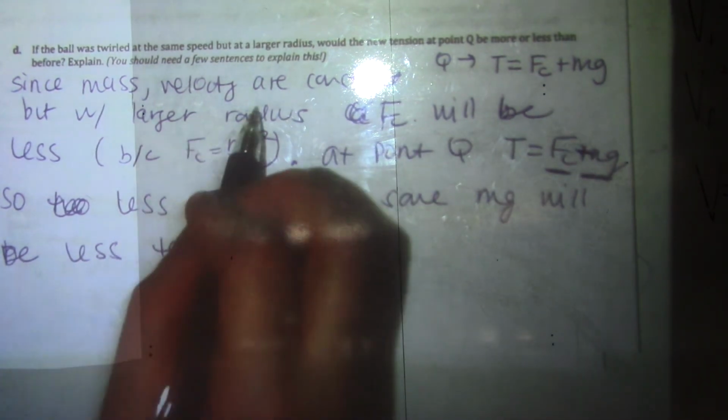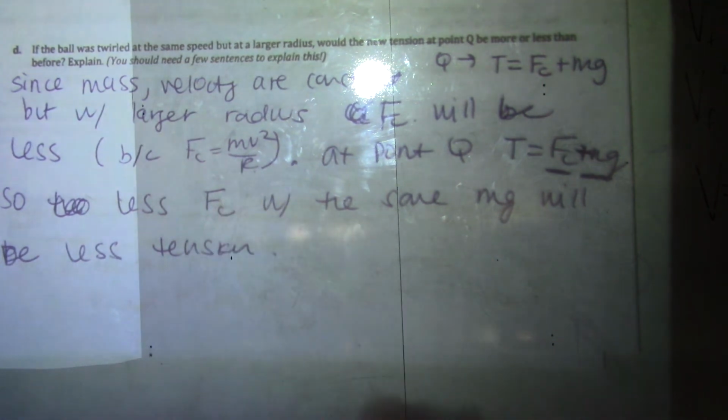So again, using your equations, you're saying T is Fc plus mg. This is the same, but now I'm adding it to a smaller Fc, and I know Fc is smaller because Fc is mv squared over r, so a larger radius would mean less centripetal force.